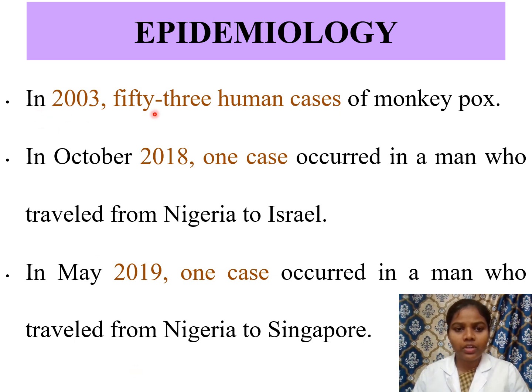In 2003, 53 human cases of monkeypox were reported. In October 2018, one case occurred in a man who traveled from Nigeria to Israel. In May 2019, one case occurred in a man who traveled from Nigeria to Singapore. Here we can see the disease is existing as endemic in Nigeria. This is the worldwide scenario.